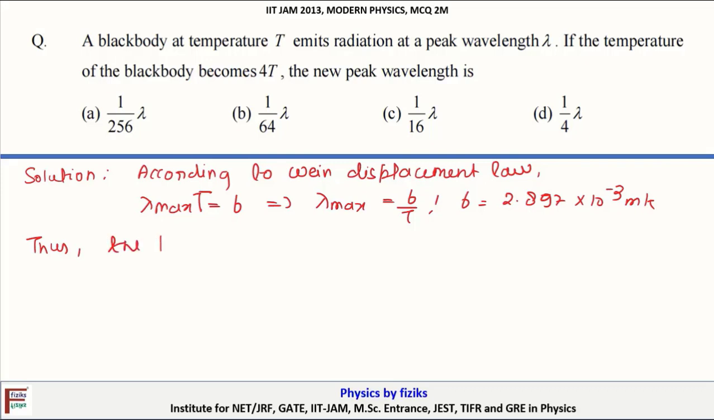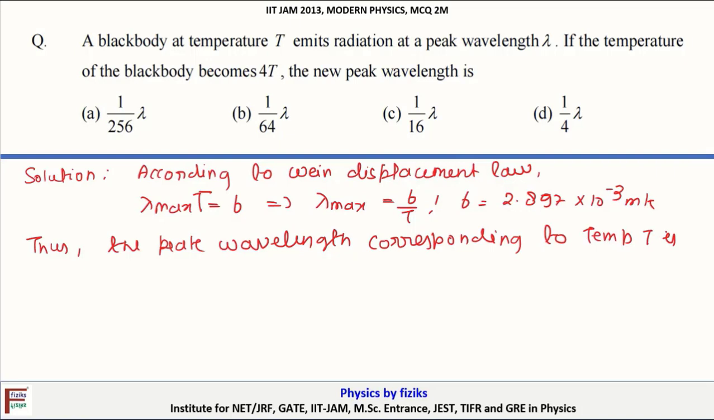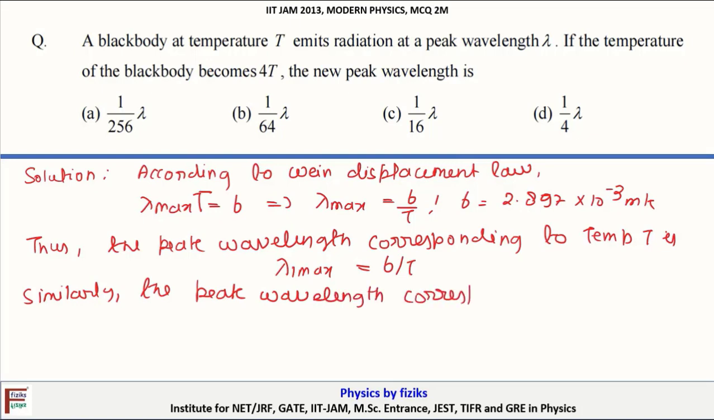the peak wavelength corresponding to temperature T is lambda 1 max equals B by T. Similarly, the peak wavelength corresponding to temperature 4T is lambda 2 max equals B by 4T, that is equation 1 and equation 2.